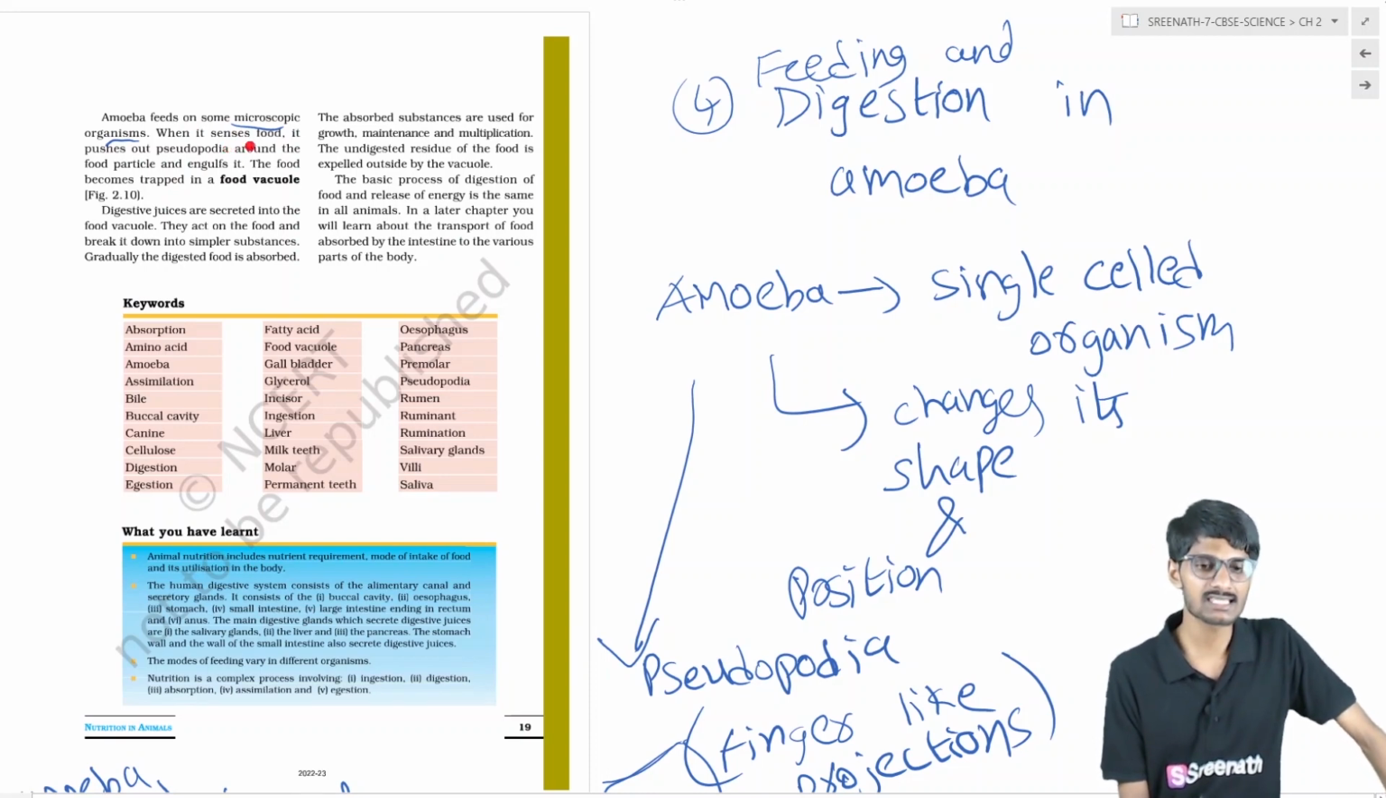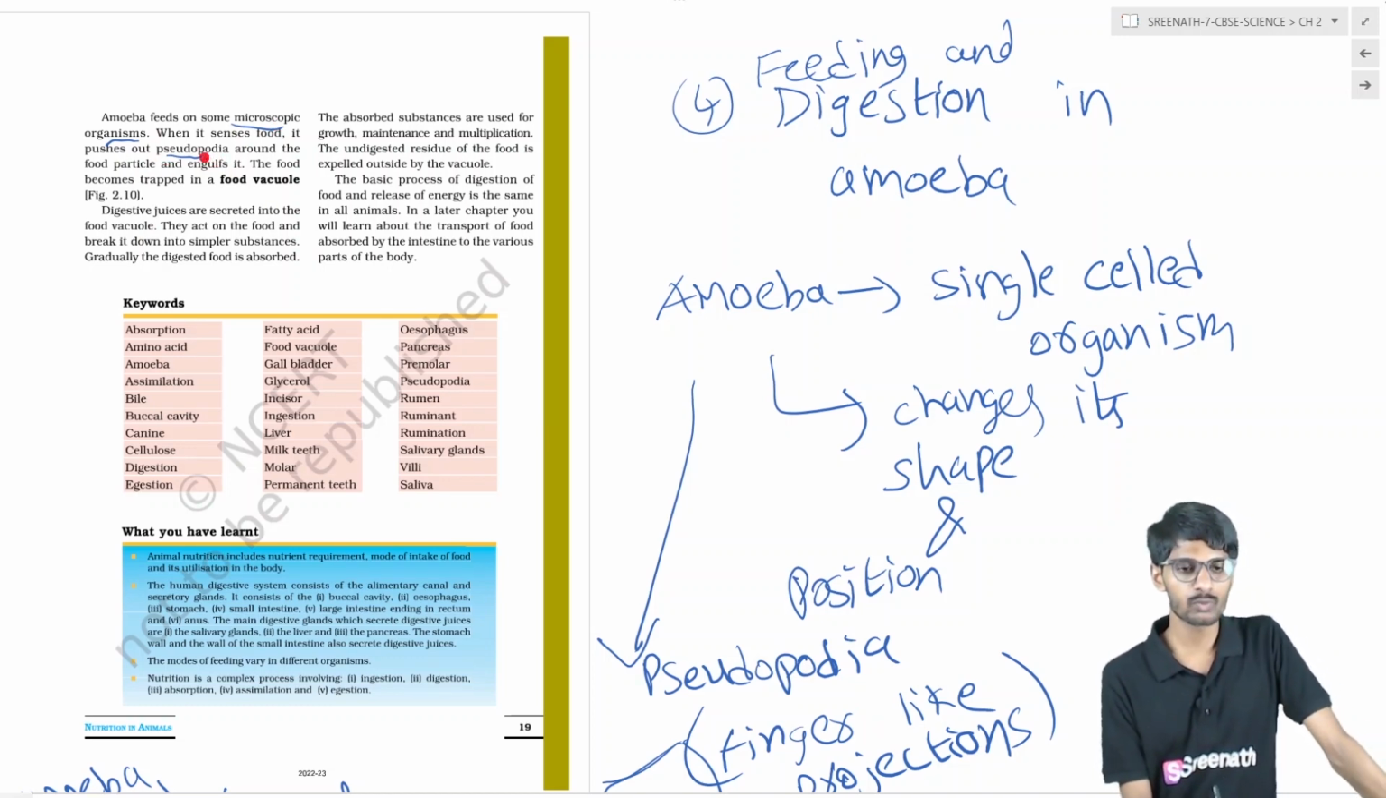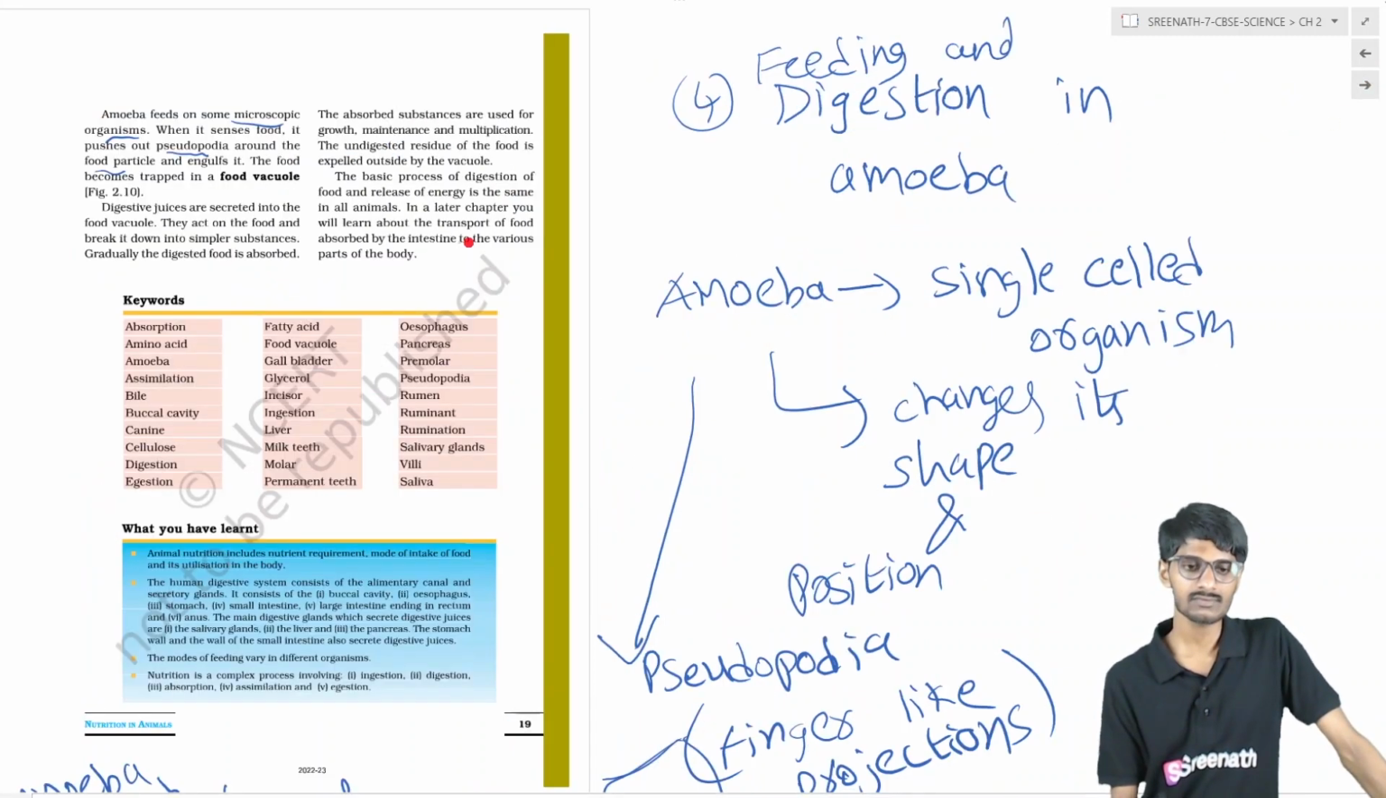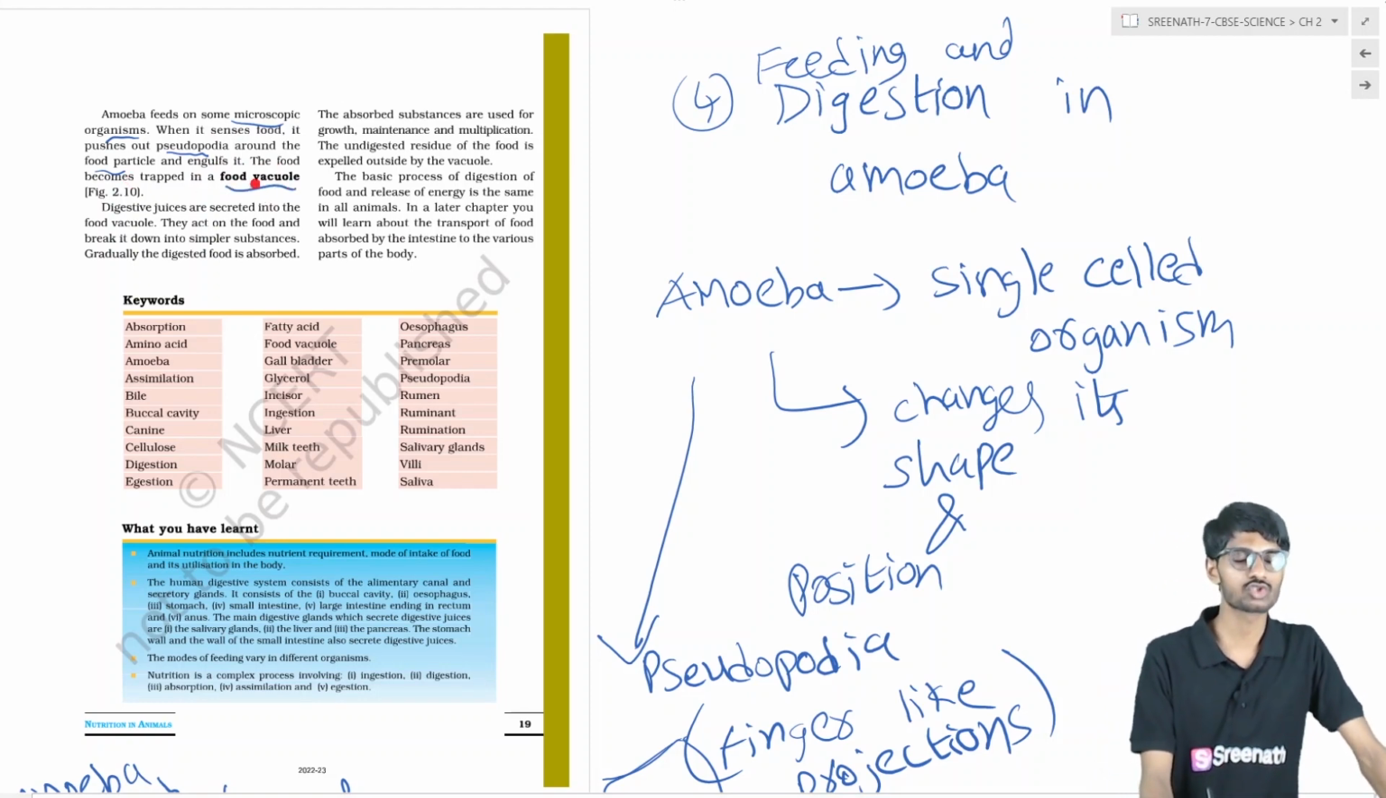So whenever it senses food, what happens? It pushes out a pseudopodia, which are the finger-like projections. Whenever it senses a small microorganism, it pushes out its pseudopodia around the food particle and engulfs it, and takes it into its body. So the food becomes trapped in a food vacuole.